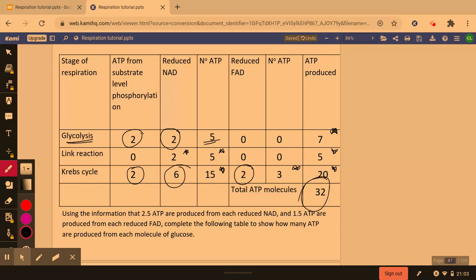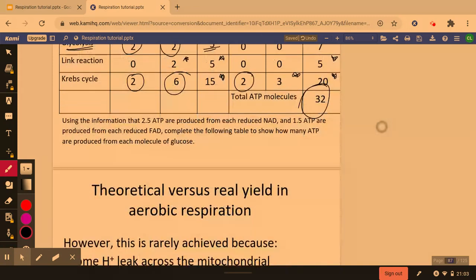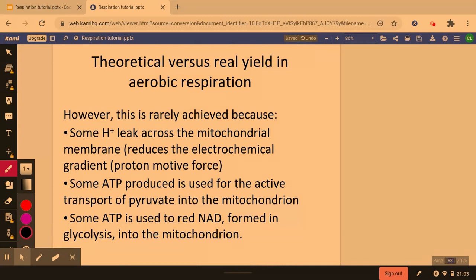Therefore, if I add all these up, I should get a total of 32 molecules of ATP produced through aerobic respiration. However, this theoretical yield very rarely occurs, and this is because some of the hydrogen ions leak across the mitochondrial membrane. Therefore, I don't get as much of a proton gradient.